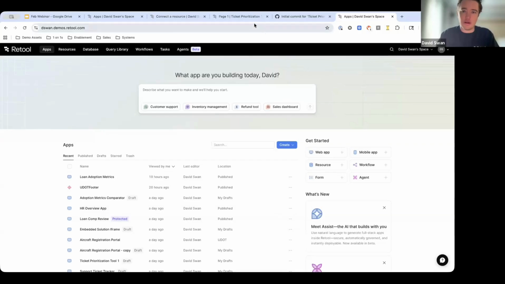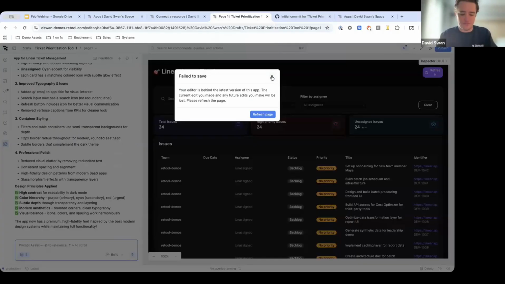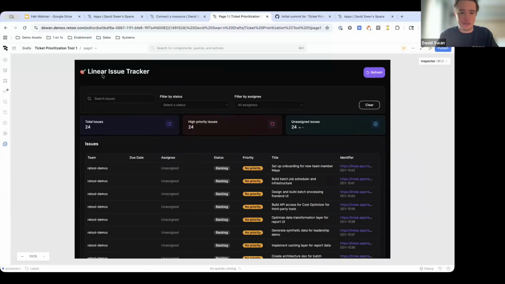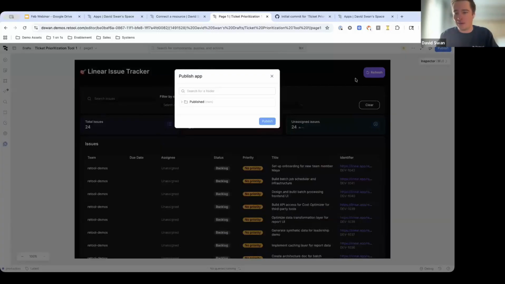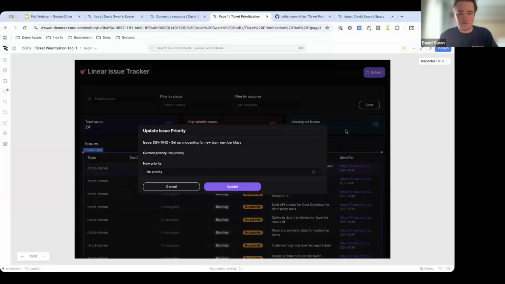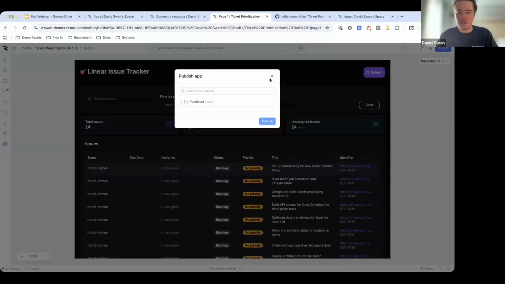And jump back over where we should have our stylistic changes all done. Again, got that beautiful application, and I could publish it out. You can see my rounded edges, my dark theming, still with the ability to go do all of that functionality. I'm going to publish it to my publish folder.